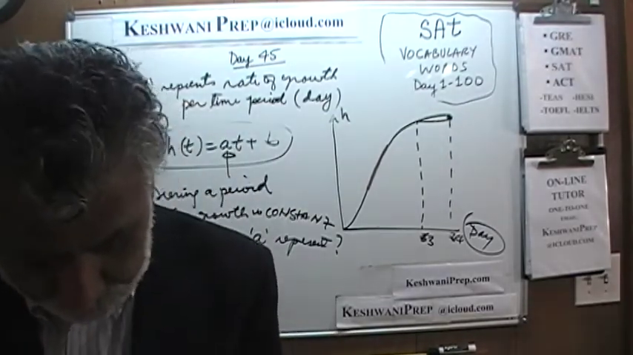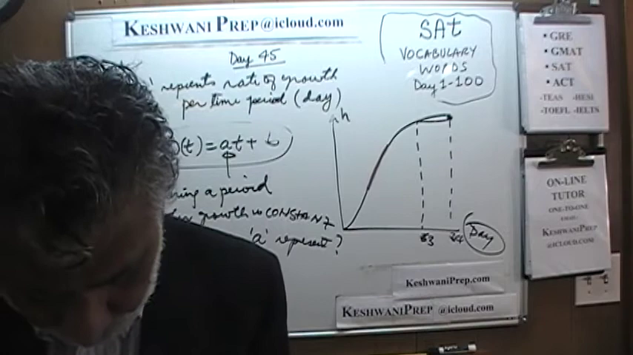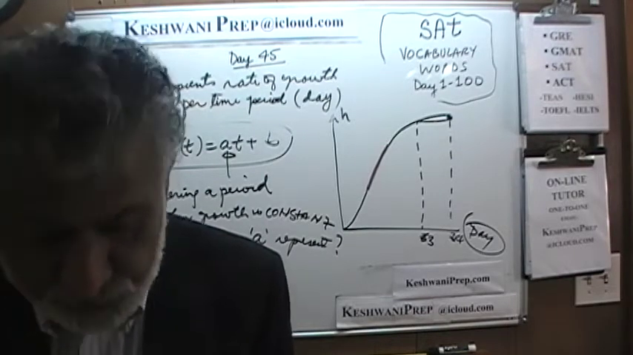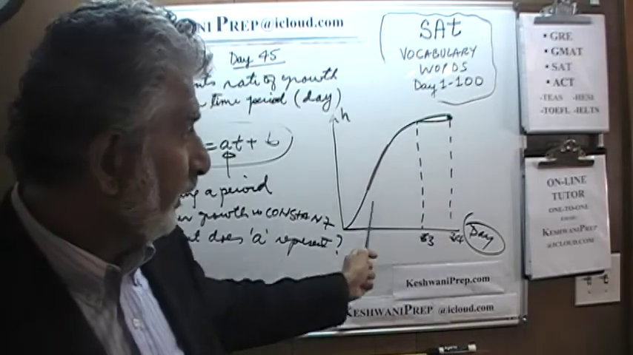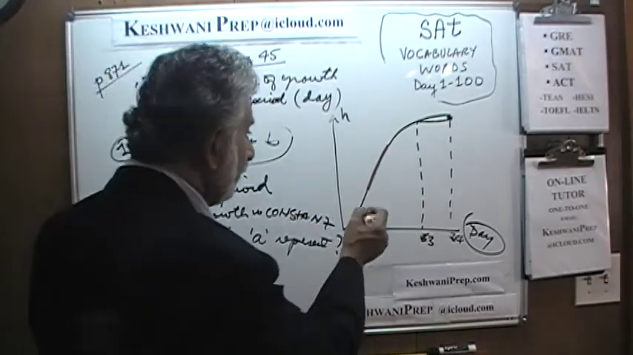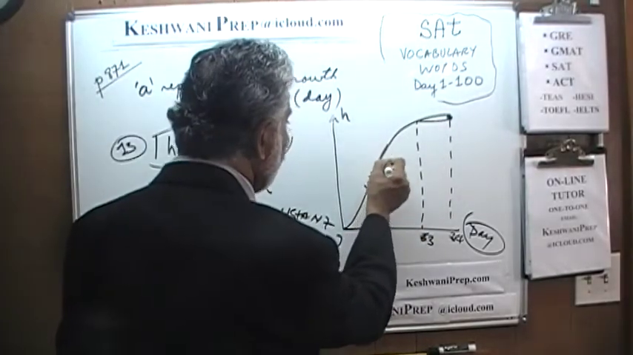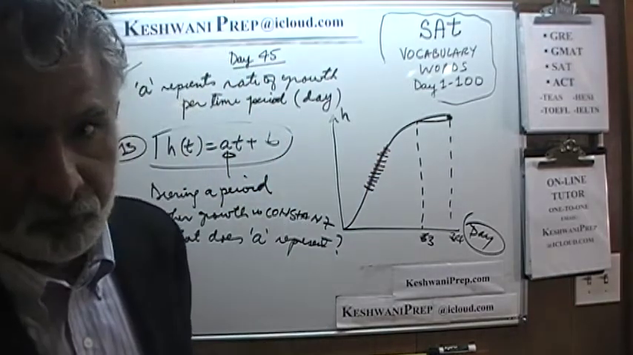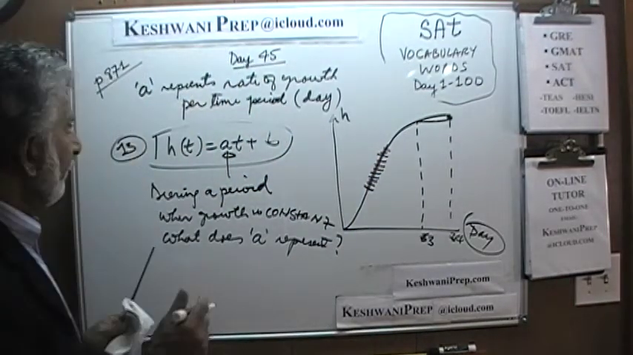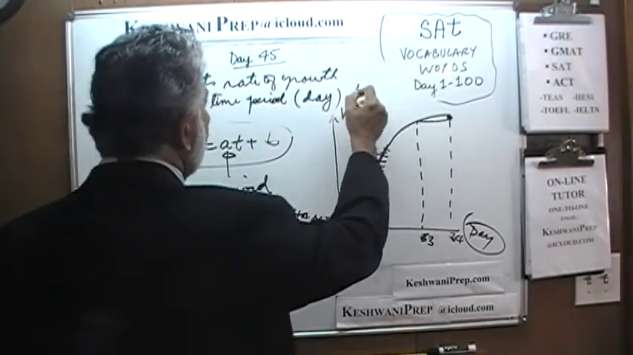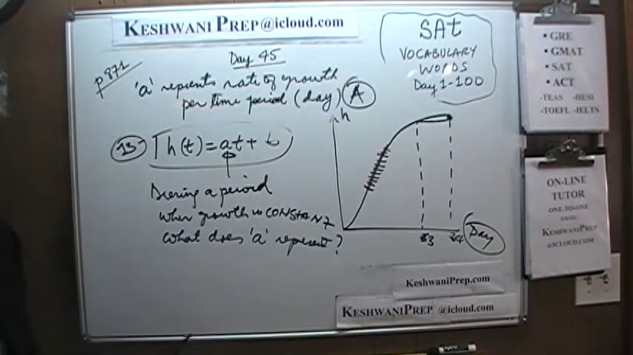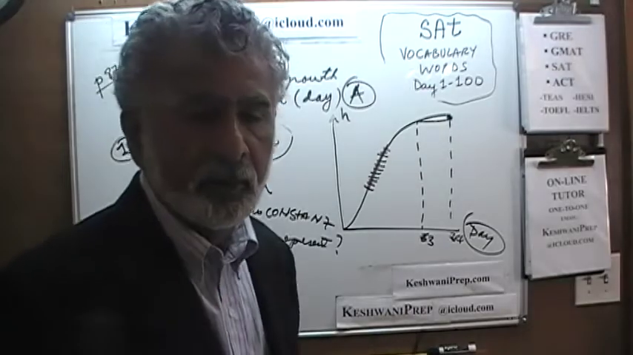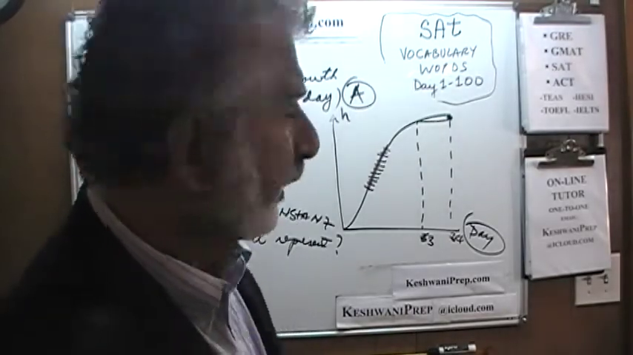Answer choice A says that A represents the predicted growth each day during this period only, not through the entire story, only through this period where the slope happens to be almost constant. The answer is A. Answer number 13 is A. It represents the rate of growth per period, per day.